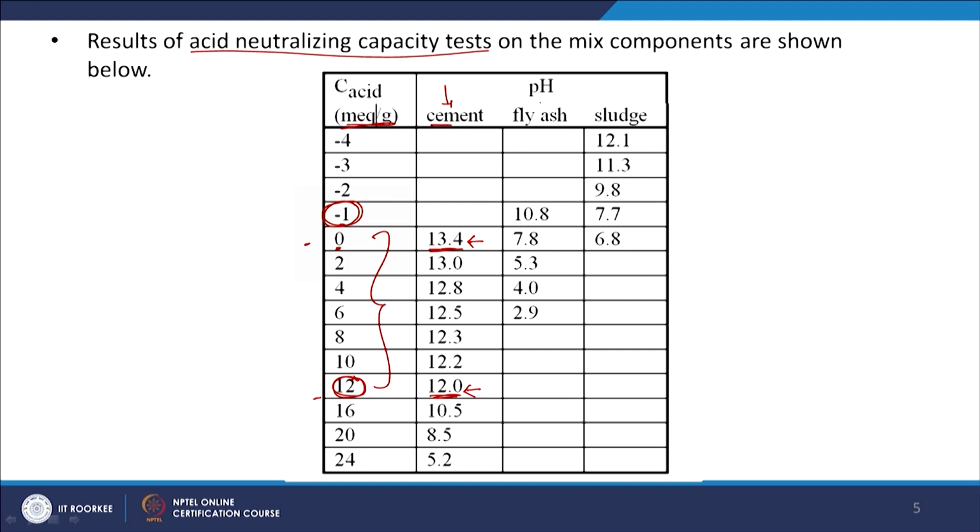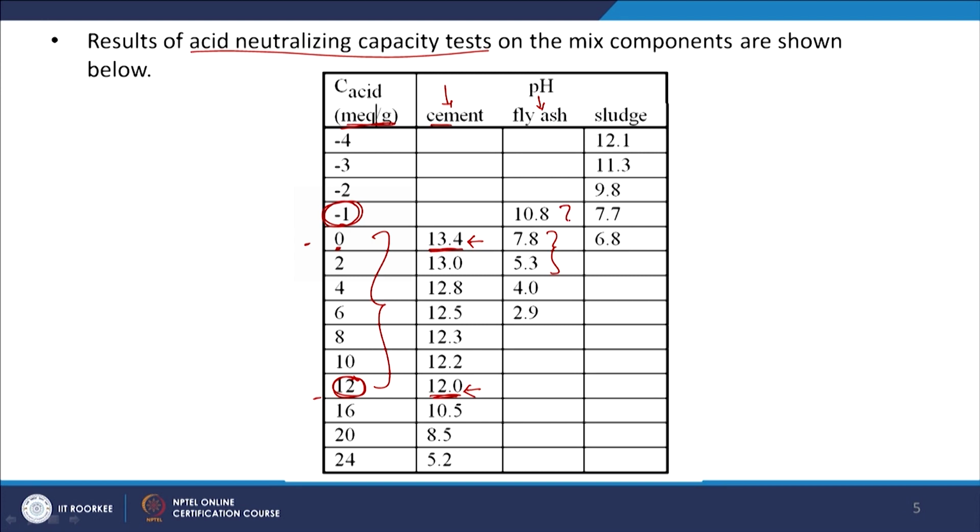So now let us move on to fly ash, right. Here we looked at cement and its acid neutralizing capacity and so on and so forth. So for fly ash we have different cases, right. Let us say to go from pH 7.8 to 5.3, we require 2 milliequivalents of the acid per gram of fly ash, right.